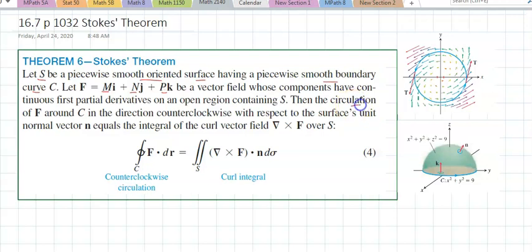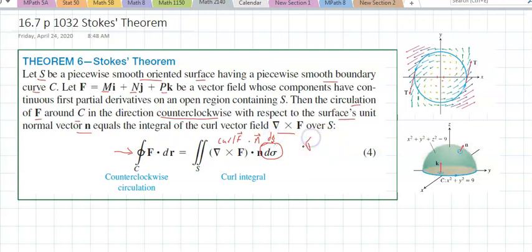The circulation of F around C in the counterclockwise direction with respect to the surface unit normal equals the double integral of the gradient crossed with F. If you recall, we did this already using Green's theorem, and we called this the curl of F, dotted with N. I'll talk about N in a minute. And this was kind of like our dS, so to speak, if you remember.